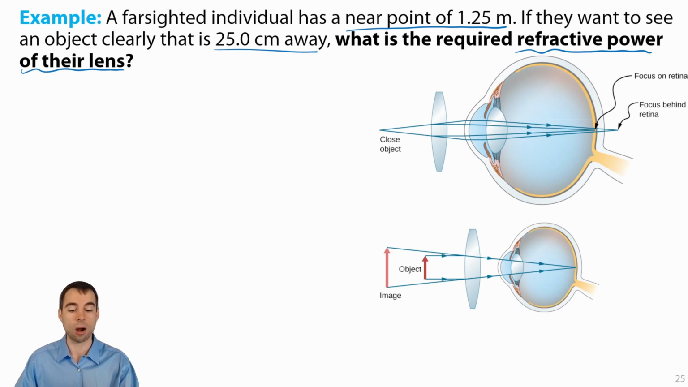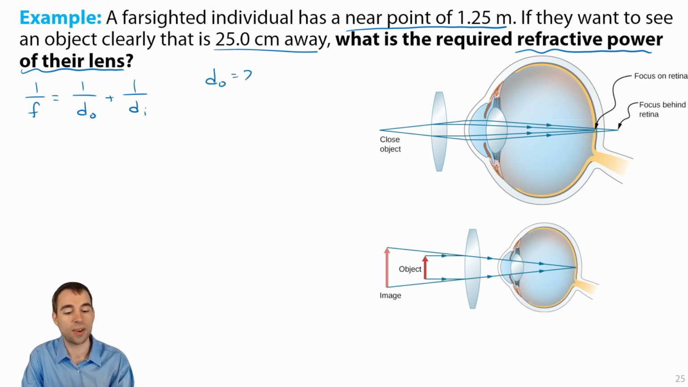So again, we will use our thin lens equation. 1 over f equals 1 over do plus 1 over di, and we need to know what each of these values actually corresponds to. Here, our object distance is definitely 25 centimeters. They label that as the object. And then it says it wants a near point of 1.25 meters. That's essentially saying what our image distance should be if we apply this lens. So our image distance here is 1.25 meters.